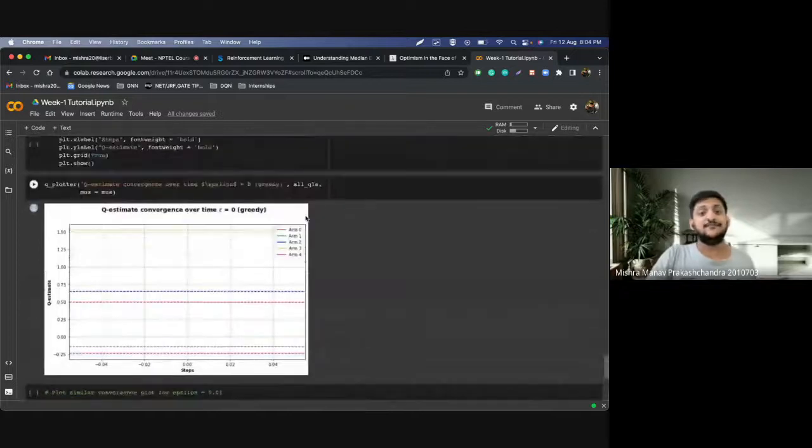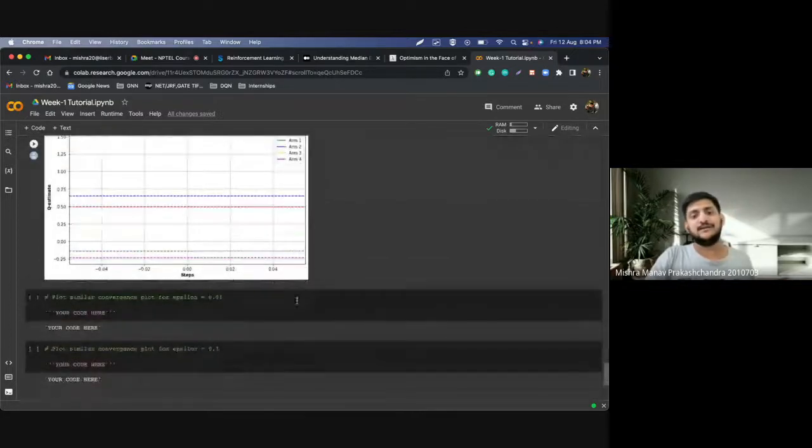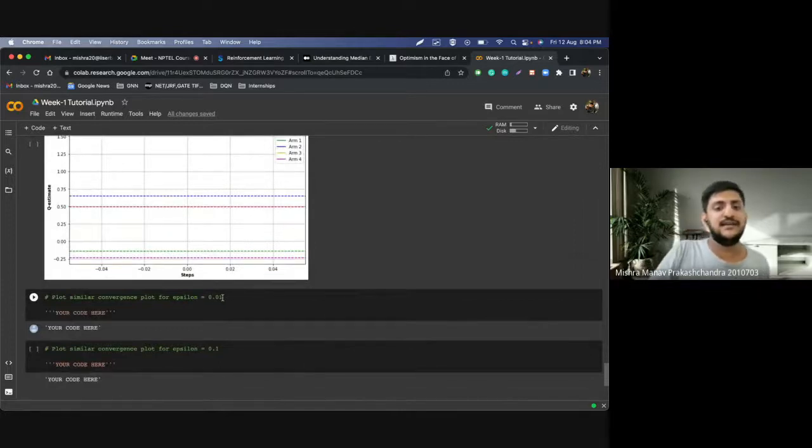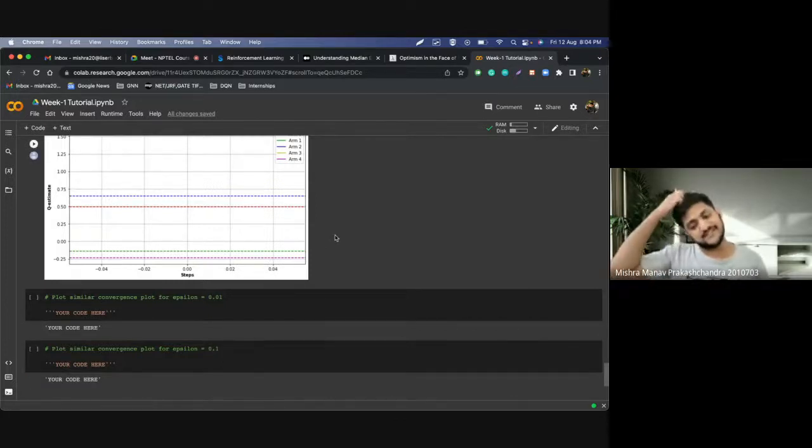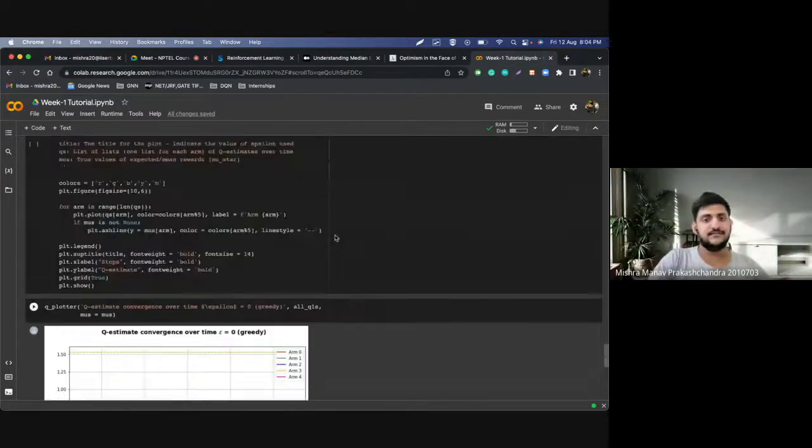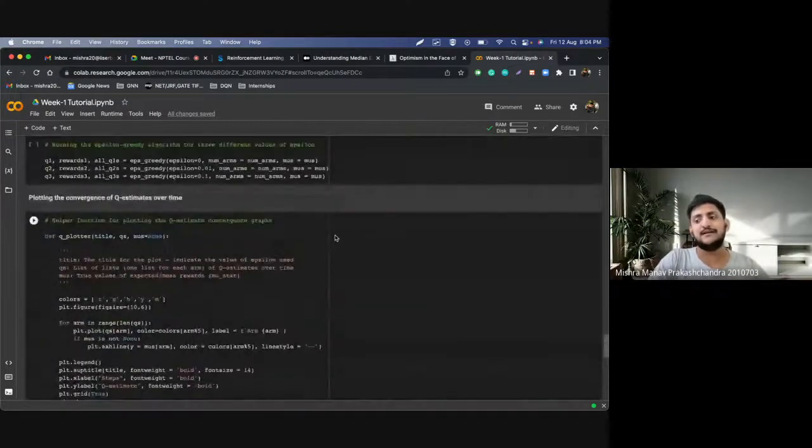This is done for epsilon equal to zero. Next, you want to plot a similar convergence plot for epsilon 0.01 and also for epsilon 0.1. You will see the difference in performance when you take a too low epsilon versus slightly increasing the epsilon value. This is something you should try out. I'll discuss the solution for this in week 3.